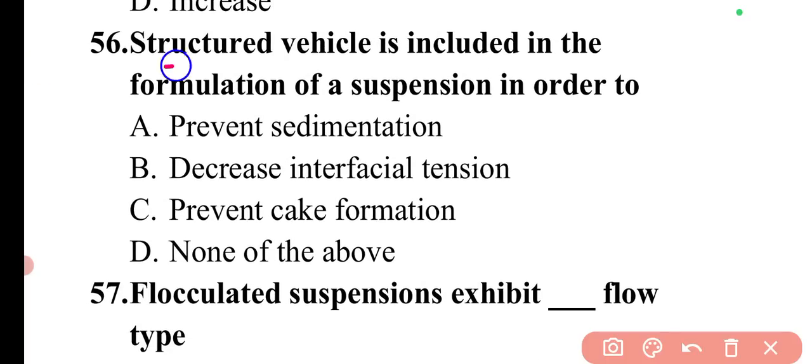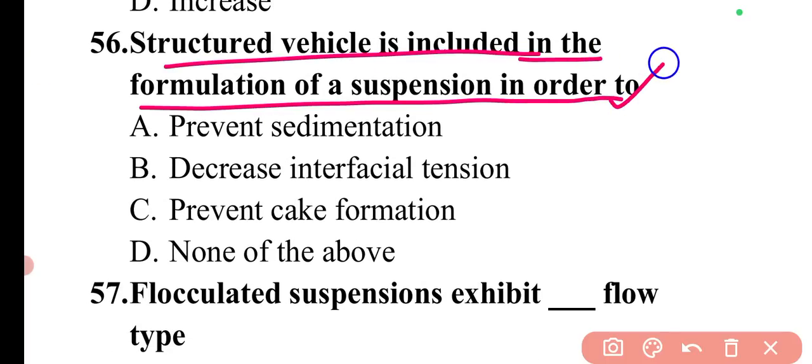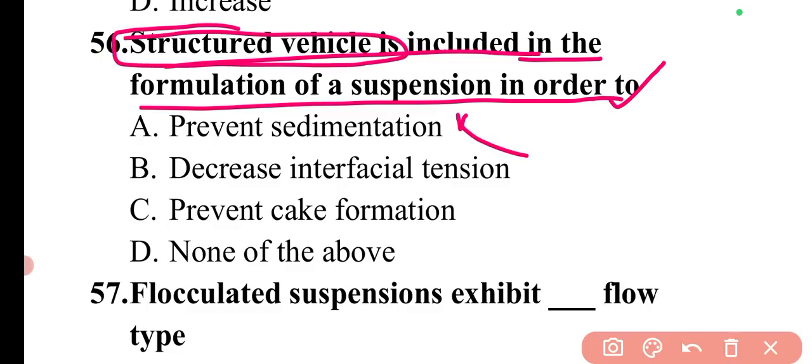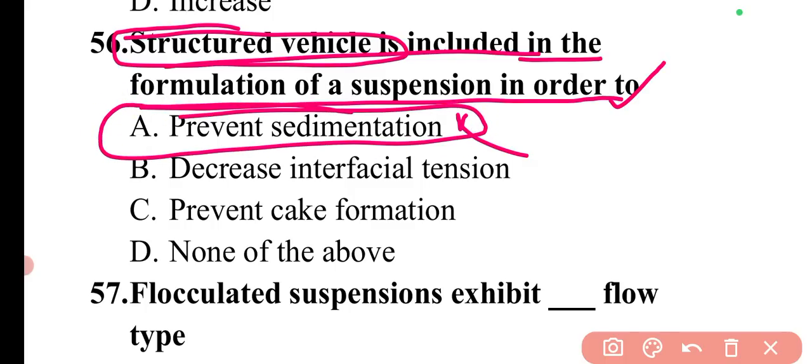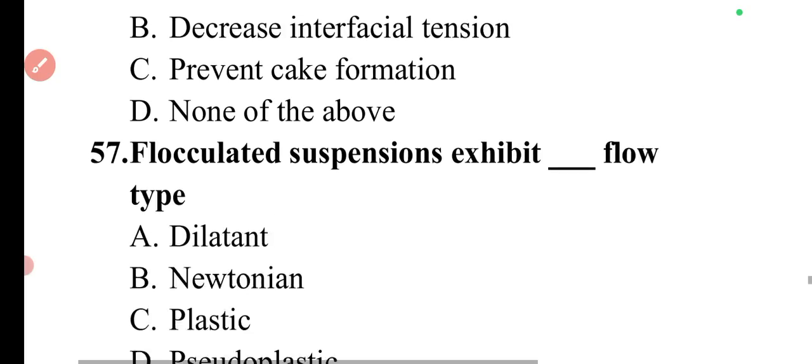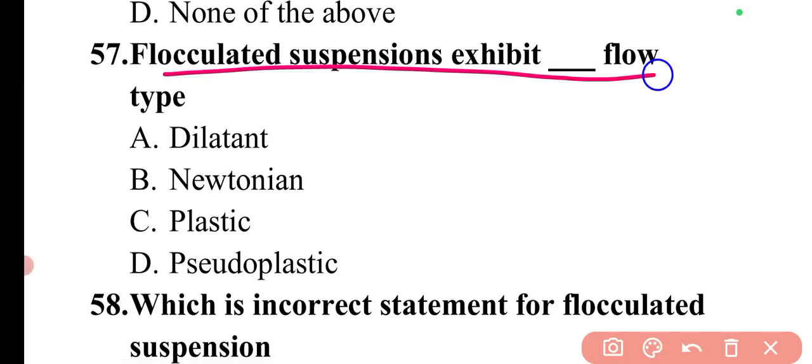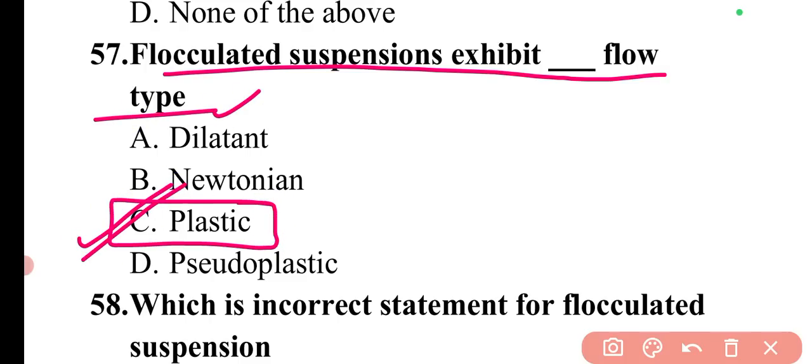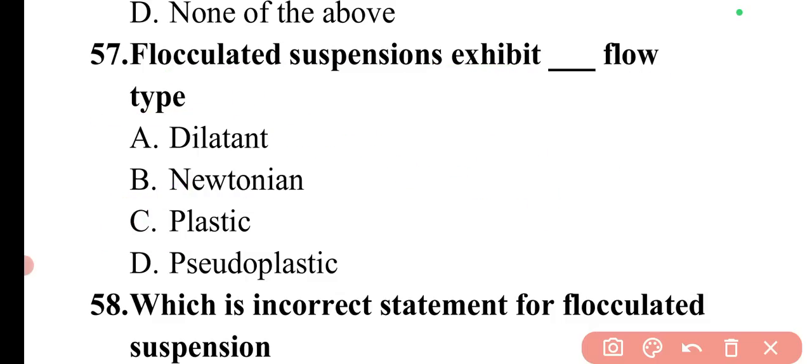Next question is, structured vehicle is included in the formulation of suspension in order to. What is the role of structured vehicle in the formulation of suspension? Basically the main role is to prevent sedimentation. So here option A is correct. Next question is, flocculated suspension exhibits dash flow type. The flocculated suspension exhibits plastic flow type. So here option C is correct. And the deflocculated suspensions exhibit dilatant flow type.